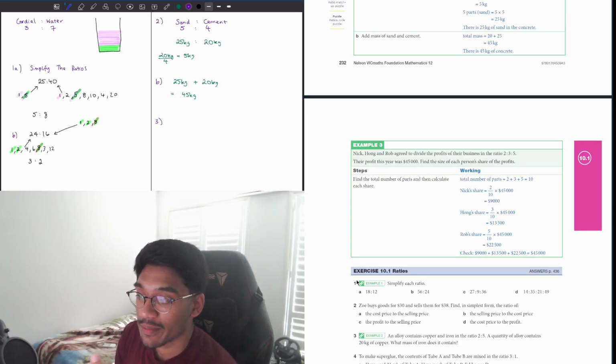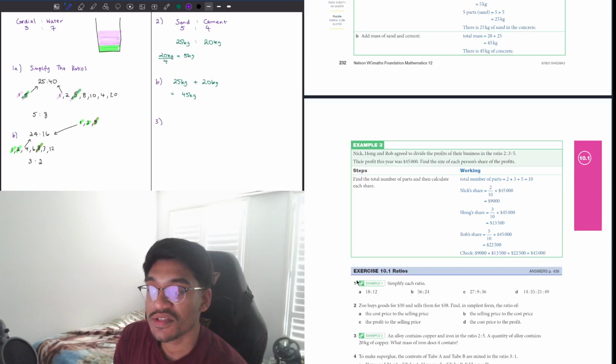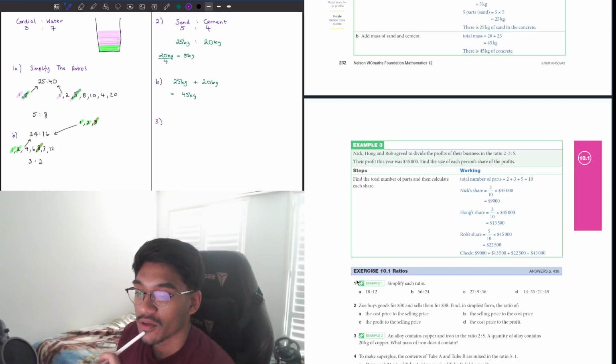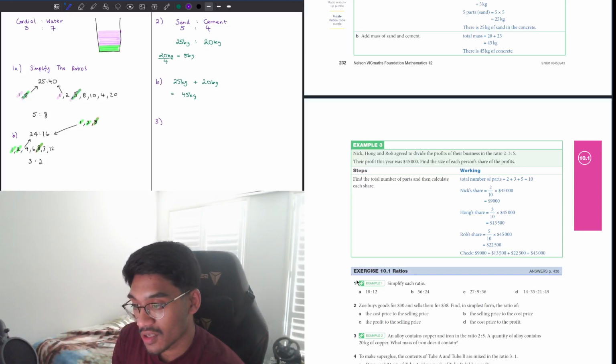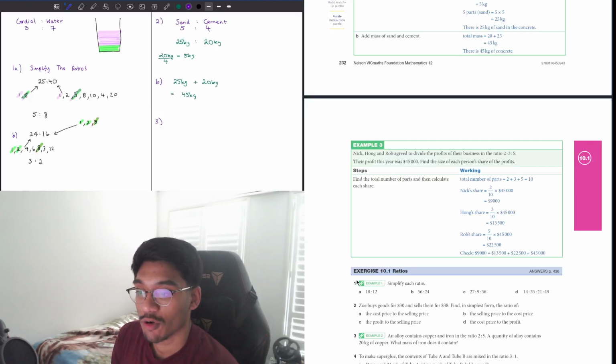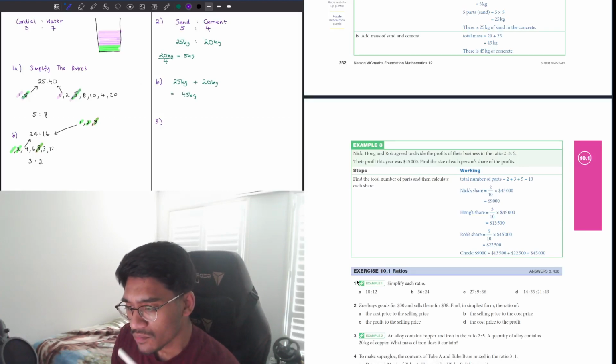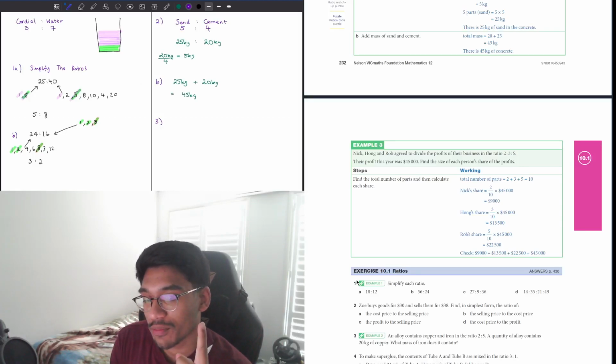So we know that there's 3 people involved, Nick, Hong, and Rob, running their business. They earned $45,000 this year, and they split their profits 2 to 3 to 5. So Nick gets 2 parts, Hong gets 3 parts, and Rob gets 5 parts. What we've got to do is work out what one part is worth.